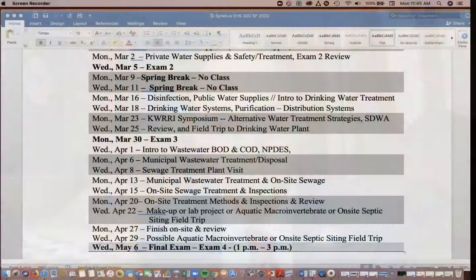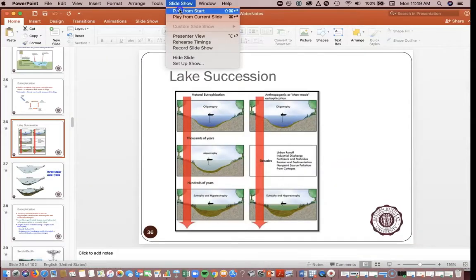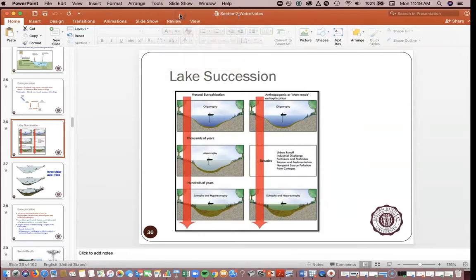All right, so I'm going to move into finishing up the last bit of our lecture materials. And in our last bit of our lecture materials, we were covering the eutrophication.